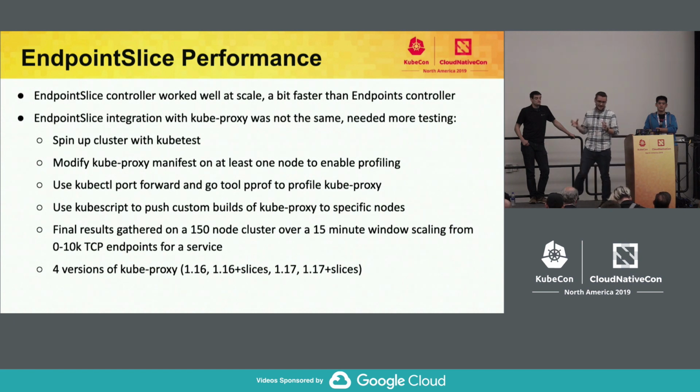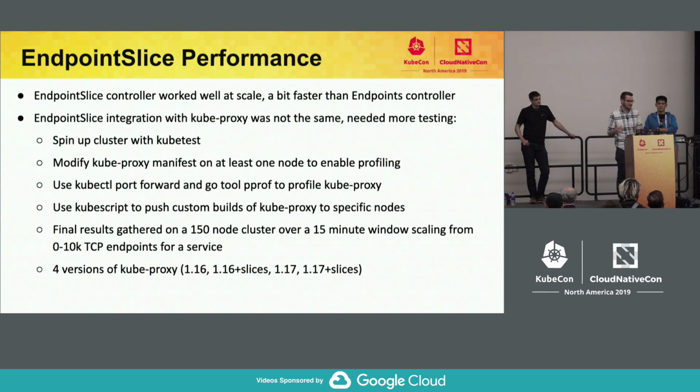My colleague Minhan has a really cool tool called KubeScript on GitHub that allows you to push custom builds of Kube Proxy to specific nodes in your cluster really easily. If you're debugging Kube Proxy or other networking tools, I highly recommend that. So I'd have a whole bunch of different versions of Kube Proxy running in the same cluster on different nodes and compare their performance.